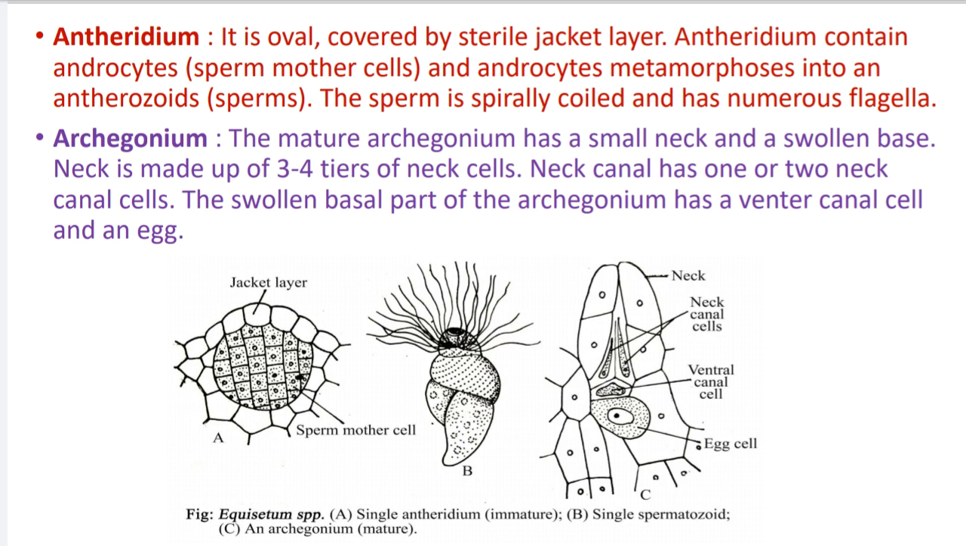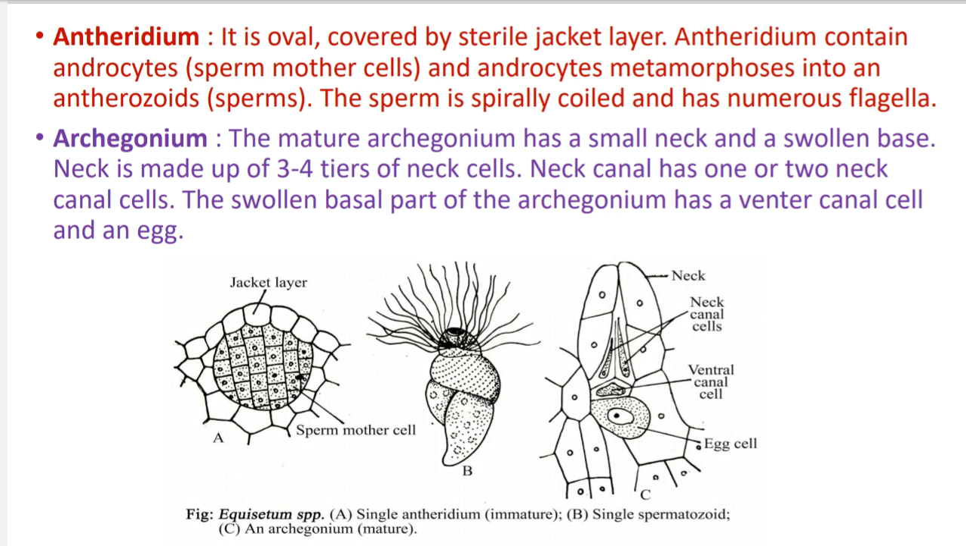Now, structure of the antheridium and archegonium. First is the antheridium. It is oval. You see in diagram A, a matured antheridium is given, which is oval, circular, multicellular. It is covered by the jacket layer, and the body of the antheridium is made by the sperm mother cells or androcytes or androgonal cells. And in diagram B, there is a multiflagellate sperm. Many flagella are present on the sperm in diagram B, and in diagram C there is an archegonium.